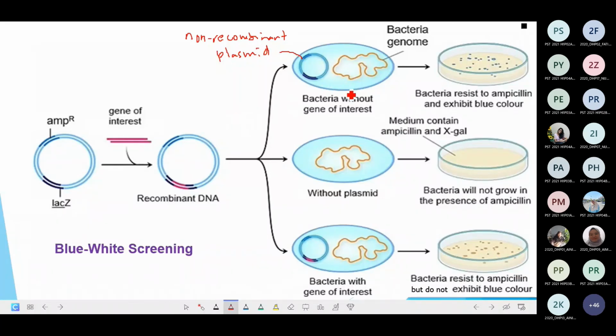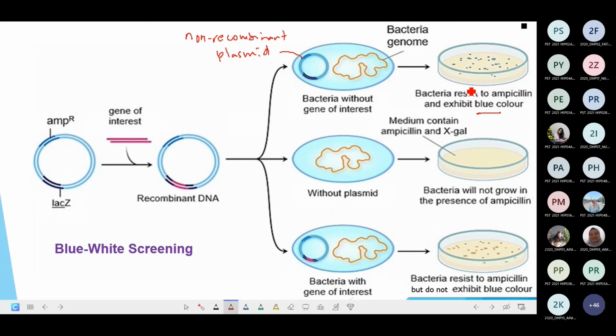And normally, this type of bacteria will be producing blue colonies. Titik-titik yang ada kita nampak dekat agar-agar ni, ini adalah koloni-koloni bakteria yang sebegini, yang tidak ada recombinant DNA. Dia ada non-recombinant plasmid saja. So we don't want these blue coloured colonies.